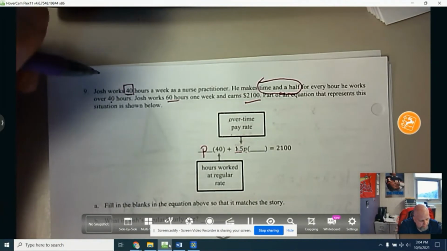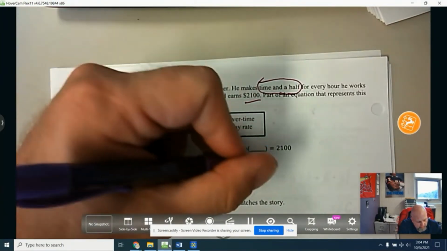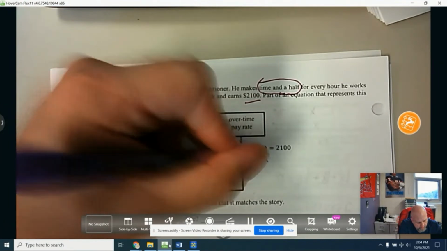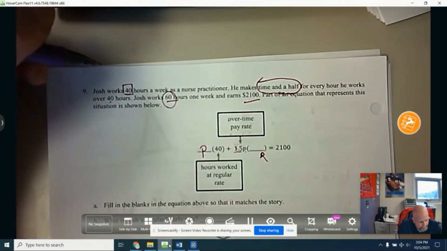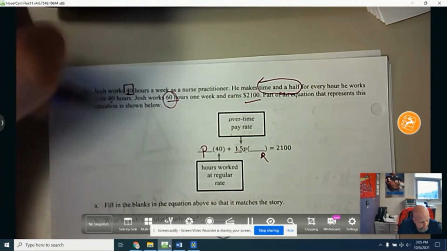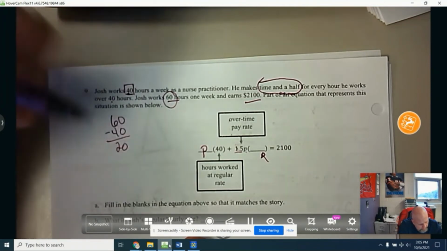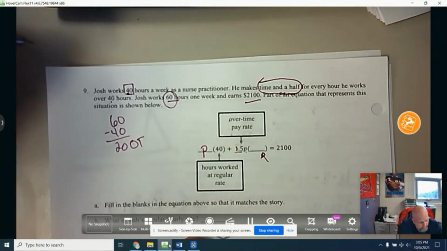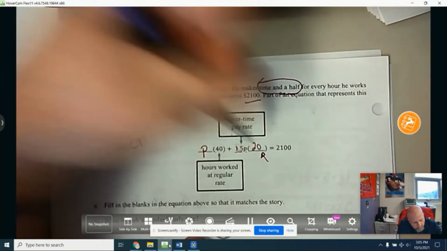Now, looking at the story, we do know how many overtime hours he works, and that's going to go in this last little box right here. Because he works 60 hours, and 40 hours is normal. So if I take the 60 and subtract the 40, that means he had 20 overtime hours. And that 20 will go right there.